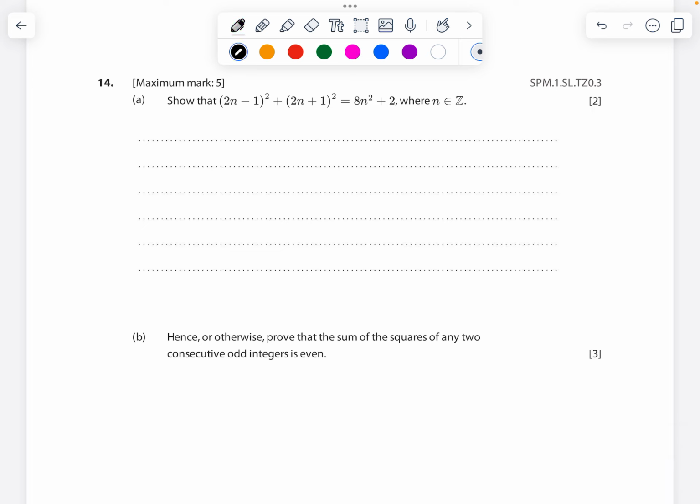Now expand it out. It becomes 4n square minus 4n plus 1, 4n square plus 4n plus 1. Then it becomes 8n square plus 2. So method mark is for the expansion and accuracy is for the simplification, and this is answer given.